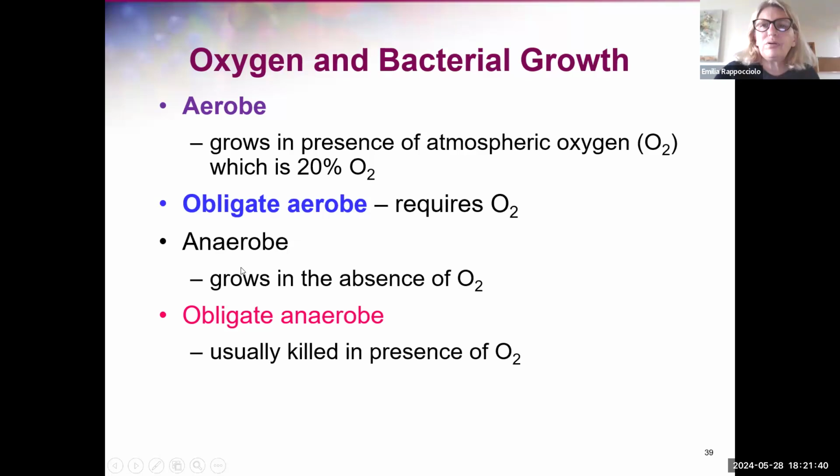Now, as I said, with oxygen, we have different types of cells. Again, there are the ones which are able to grow in the presence of atmospheric oxygen, which is about 20% oxygen. These are called aerobic cells.